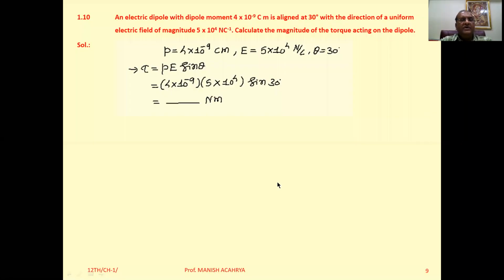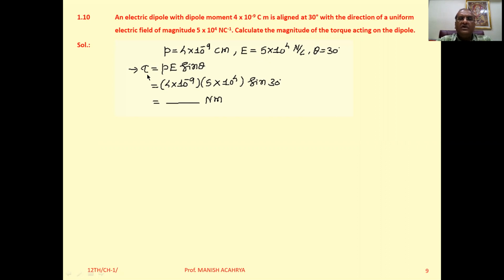Now example 1.10. An electric dipole with dipole moment 4 into 10 raised to minus 9 coulomb meter is aligned at 30 degree with the direction of a uniform electric field of magnitude 5 into 10 raised to 4 Newton per coulomb. Calculate the magnitude of the torque acting on the dipole. Now dipole moment given to you is 4 into 10 raised to minus 9 coulomb meter. Electric field is 5 into 10 raised to 4 Newton per coulomb, and it is aligned at an angle theta equal to 30 degree.